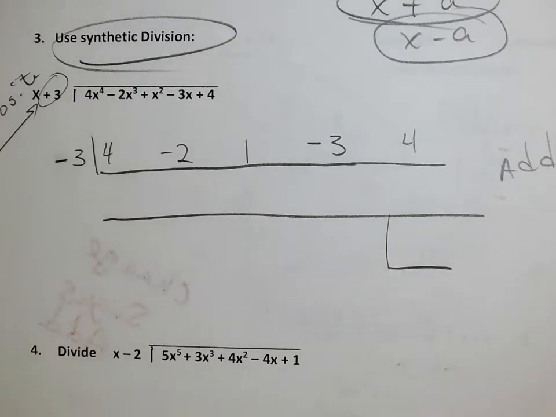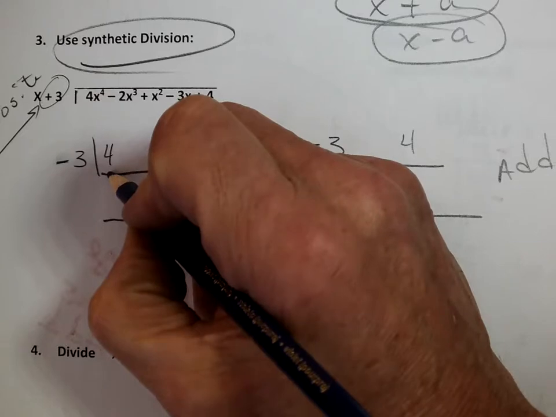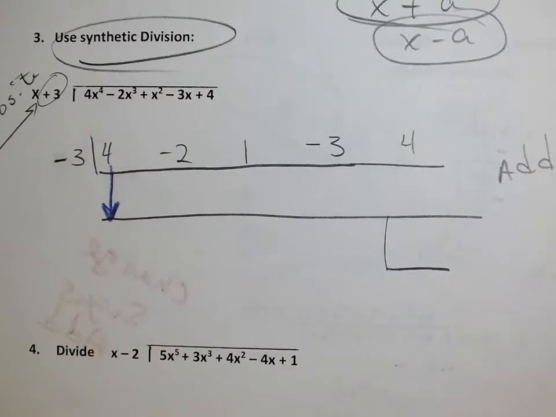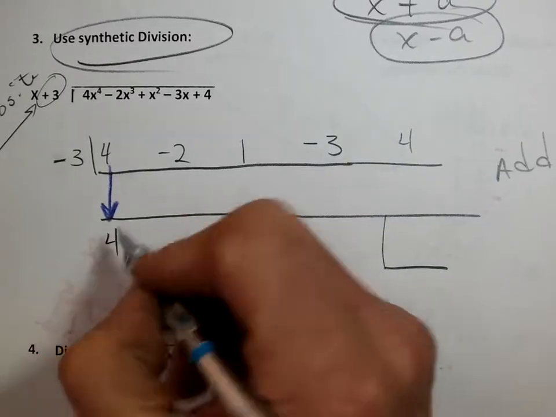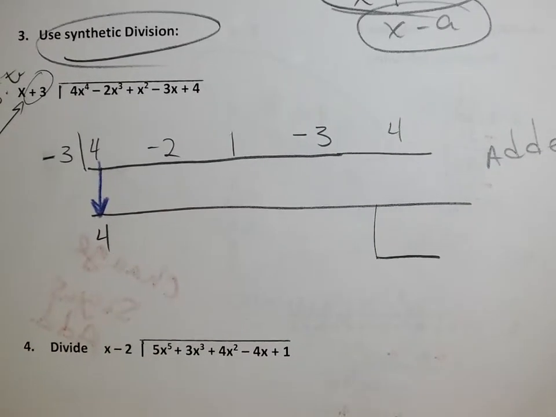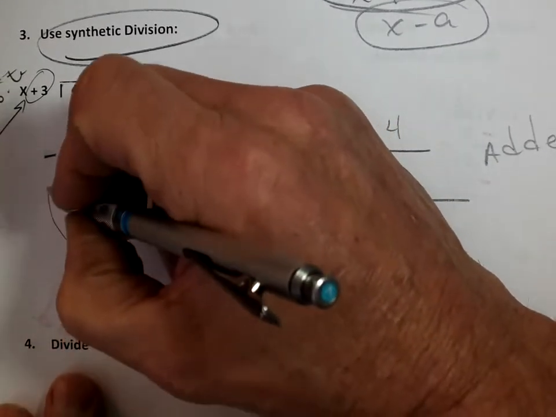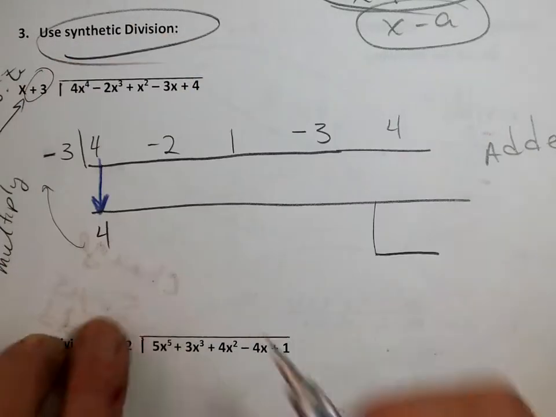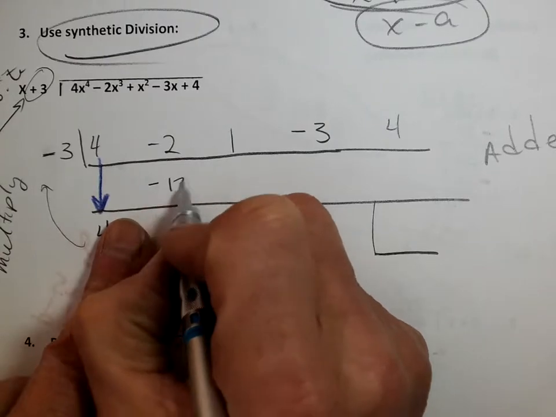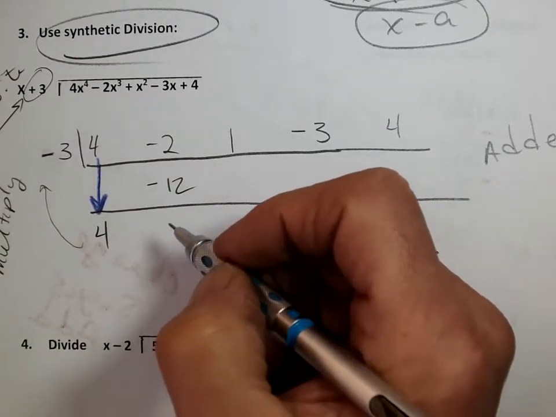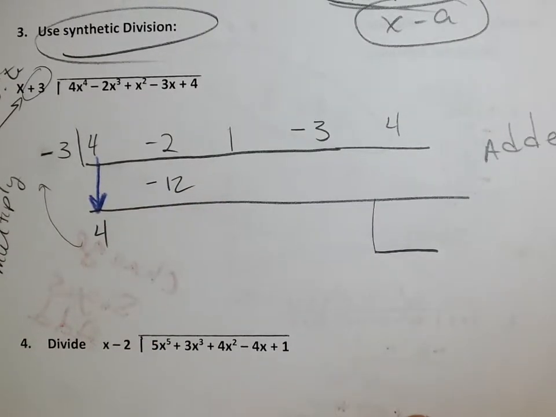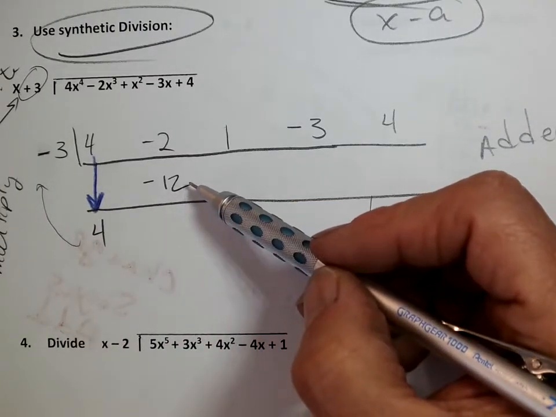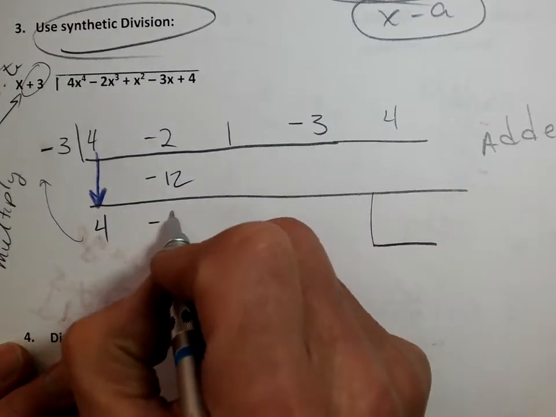So first step, right off the bat, you have to bring the first term straight down. So 4. Now, we're going to multiply. Negative 12 goes right there. Now, this is my adder line. So what is negative 2 plus negative 12? Negative 14. There you go.